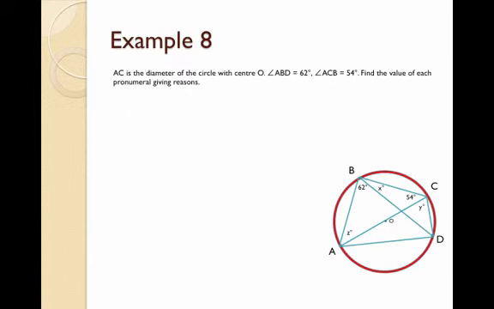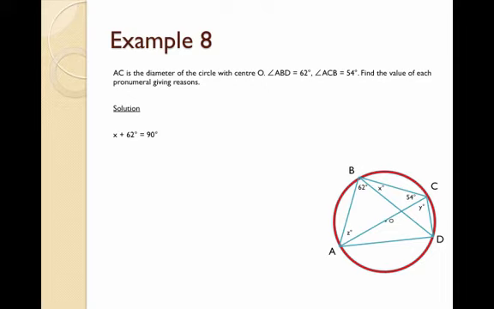Example 8 gives us some practice at using the theorem. It says that AC is the diameter of the circle with a center O. We know that angle ABD is 62 degrees and angle ACB is 54 degrees. Find the value of each pronumeral. Practice time. Try this one for yourself.